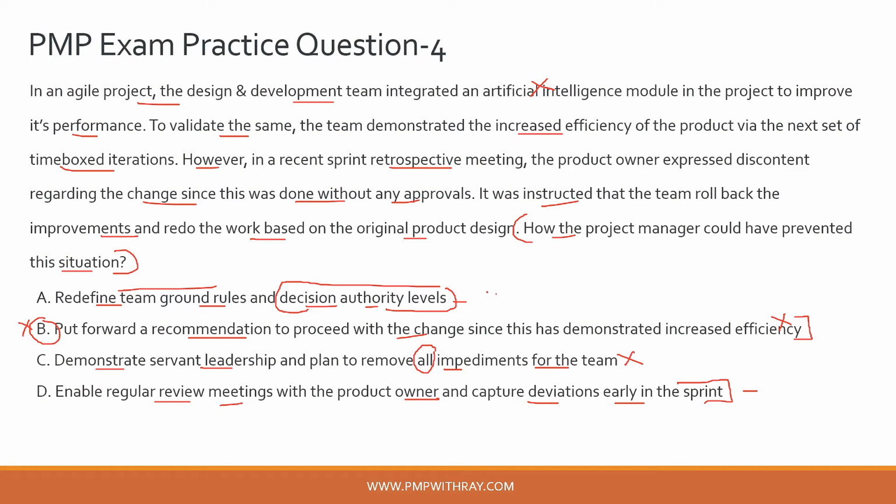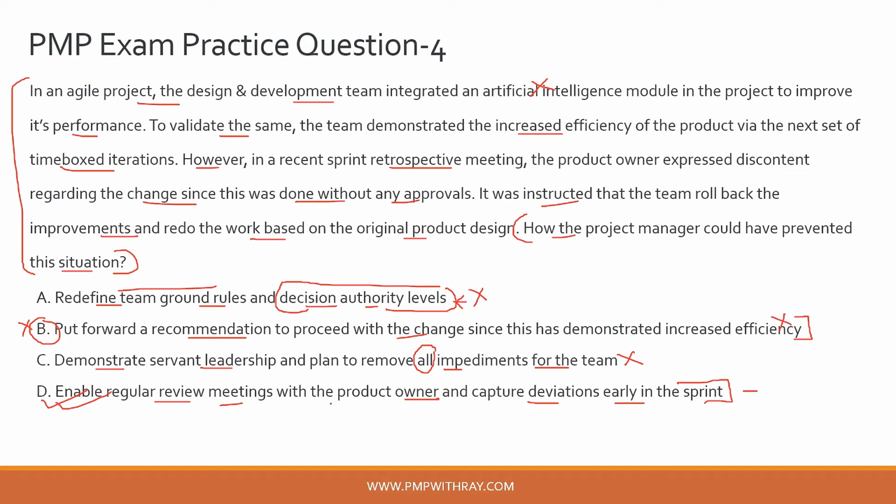So in your PMP exam, you will often get such broad options which will talk about definitely some good practices in project management, but those may not be relevant to the scenario. Very important. So option A may be correct in overall project management or overall in an agile or a hybrid project, but it is not quite relevant for the scenario that is presented in this question. So for that reason, option number A is incorrect, and the correct answer to this question is option number D, which is to enable regular review meetings with the product owner and capturing deviations early in the sprint.